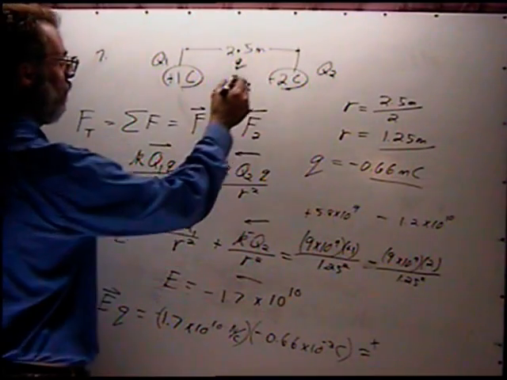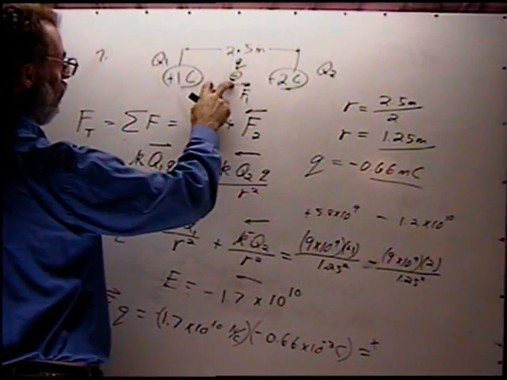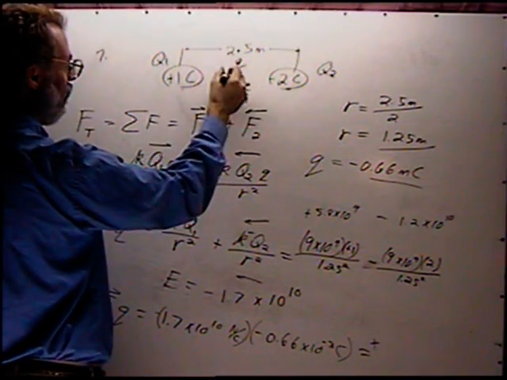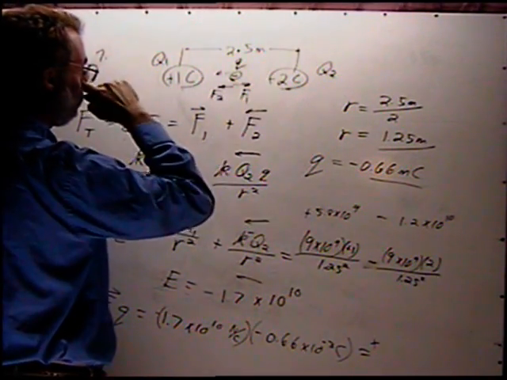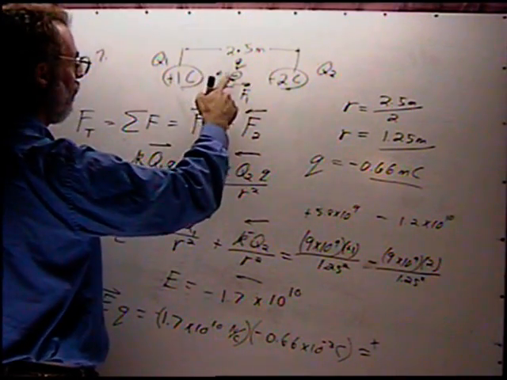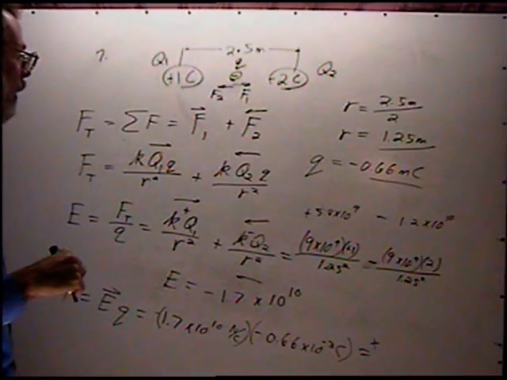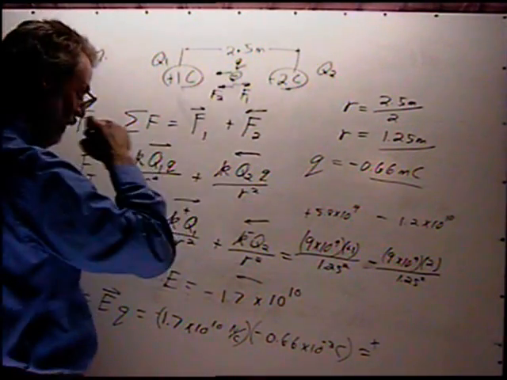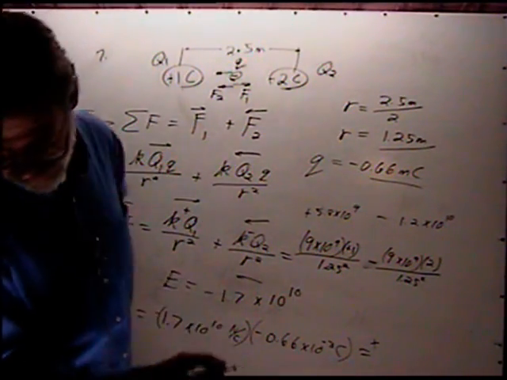But let's think about this. If we put a negative charge in here, what's going to happen? The negative charge is going to be attracted this way to the left, and it's also going to be repulsed this way, to the left. And so if you put a negative charge in here, it's going to want to go to the left. Now, remember, the electric field.